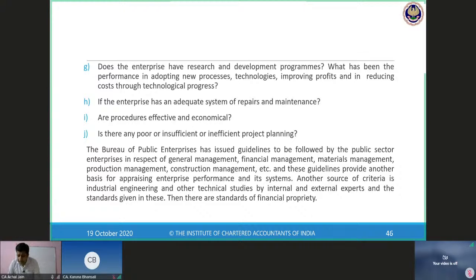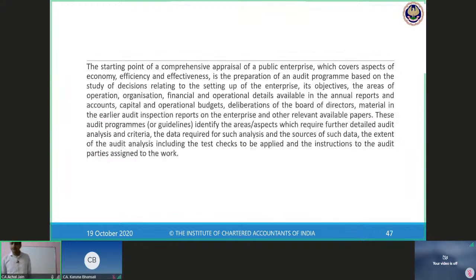The Bureau of Public Enterprises has issued guidelines to be followed by PSUs, public sector undertakings, in respect of general management, financial management, material management, etc. Another source of criteria is industrial engineering, other technical studies by internal and external experts, and the standards given in these. Then there are standards of financial propriety. Okay.